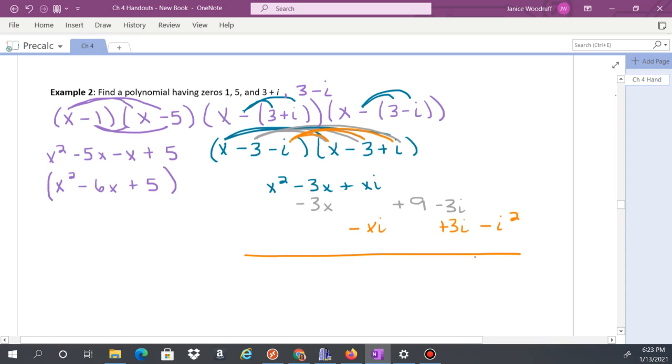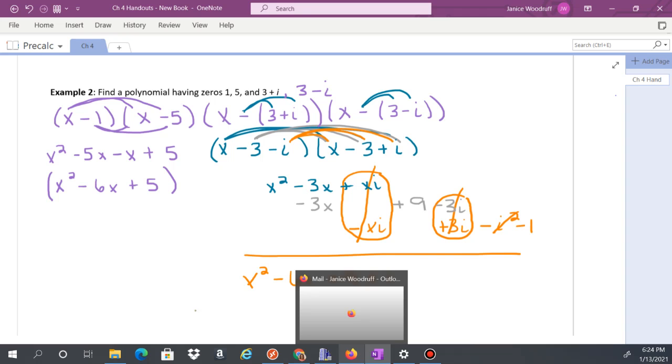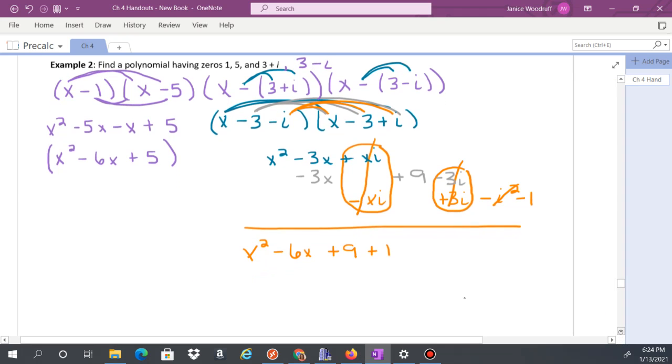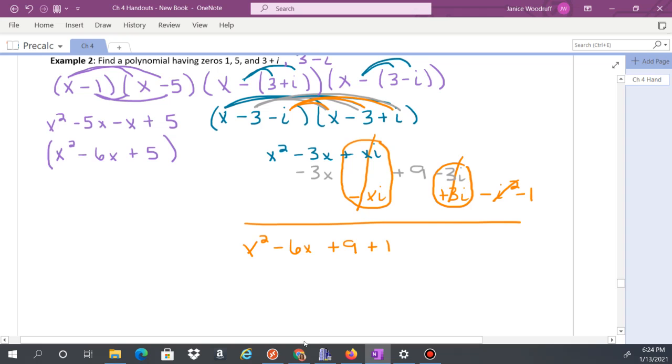It's kind of all lined up. So I've got this x squared that can come down. Negative 3x and negative 3x gives me negative 6x. Positive xi and negative xi are going to cancel out. I have a positive 9 coming down. These guys are going to cancel out too, so notice things with your eyes are canceling out. Then negative i squared, that's negative 1, right? So negative times negative 1 gives you a plus 1. So then this is x squared minus 6x plus 10.